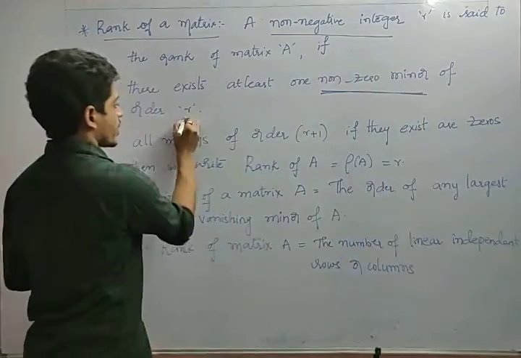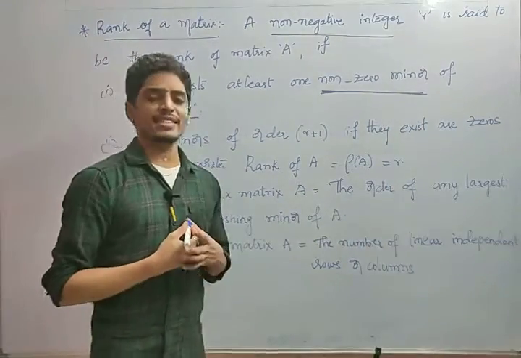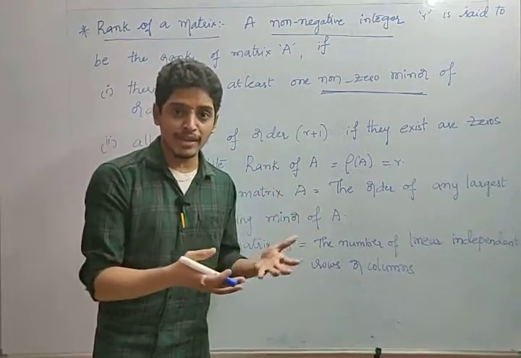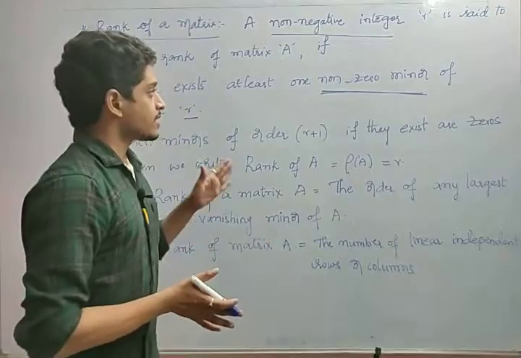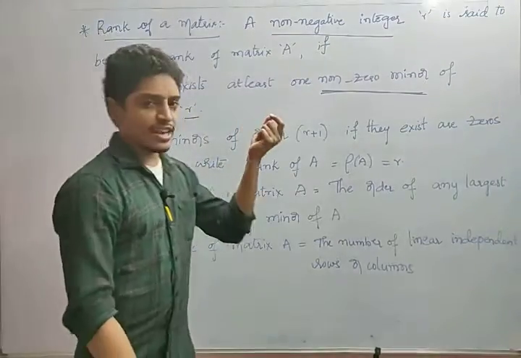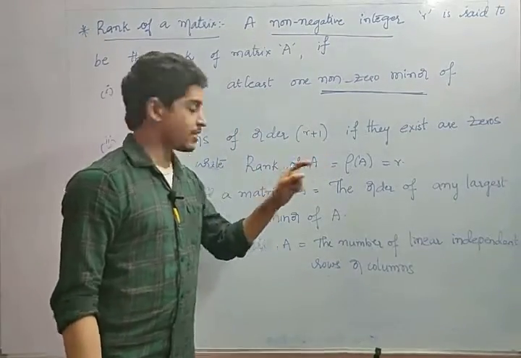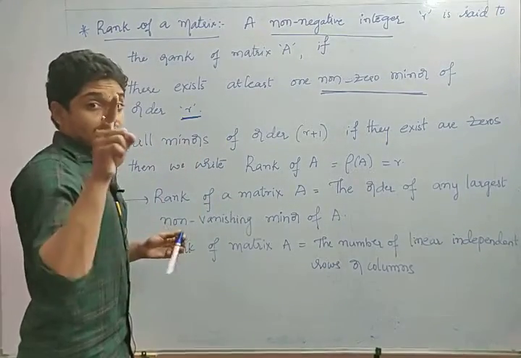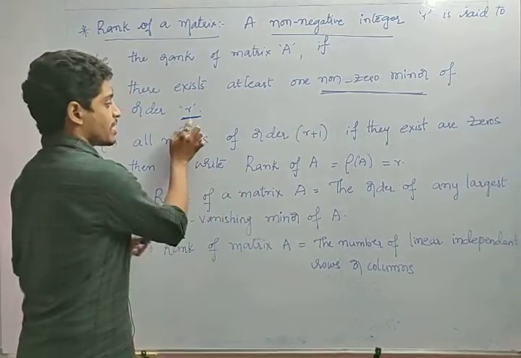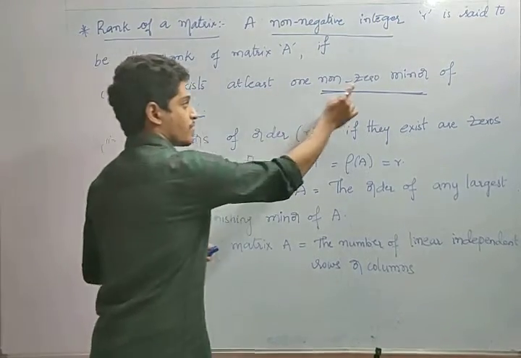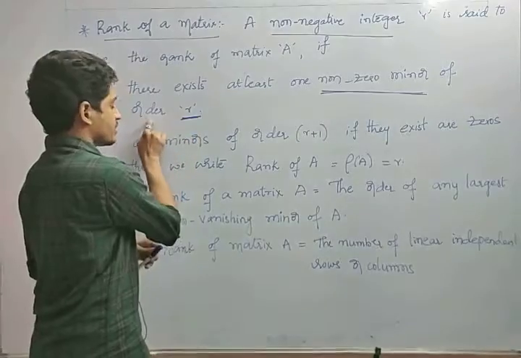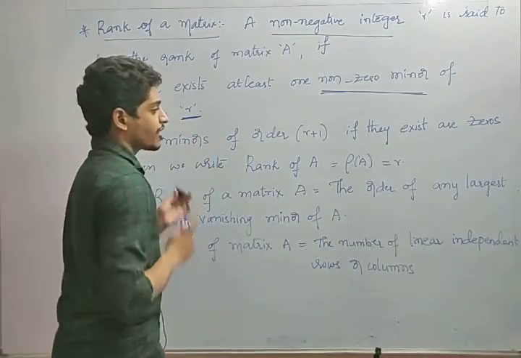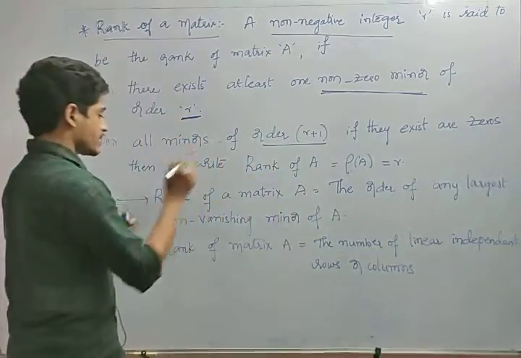minor of order r. See friends, for every matrix there are minors. Right or not? Previously we discussed the total number of minors in a matrix. In the same way, if there exists at least one non-zero minor of order r, then this r is called the rank of the matrix. The necessary condition is the second one: all minors of order r plus 1, if they exist, are zeros.